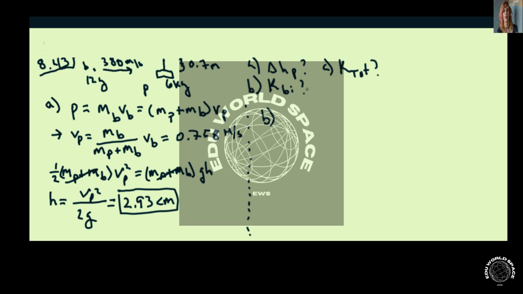For part B, we want what was the kinetic energy of the bullet to begin with. And this is fairly simple. One half times the mass of the bullet times the speed of the bullet squared. And this ends up being 866 joules.